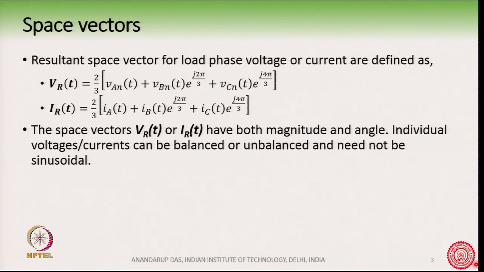So, in a similar way, like we have defined the space vector of say load phase voltage, we can also define the space vector of current. The space vector of current is the instantaneous values of the three phase currents iA(t), iB(t) and iC(t), where iB(t) and iC(t) are multiplied by e to the power j 2 pi by 3 and e to the power j 4 pi by 3.